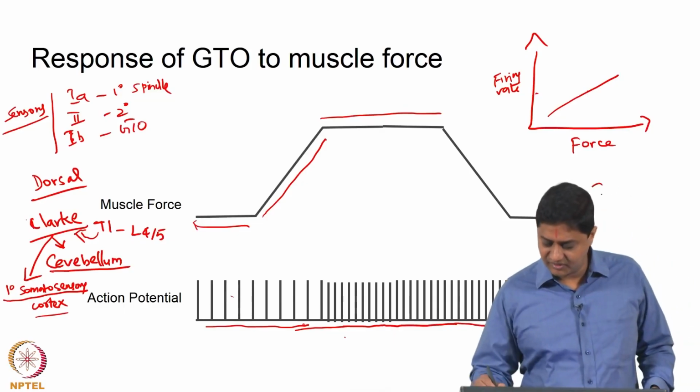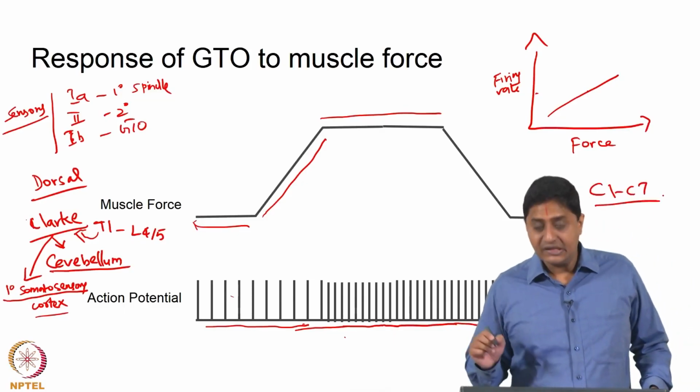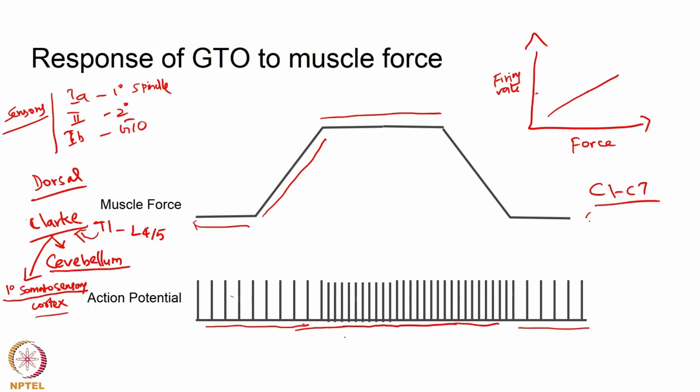So, the information comes from C1 to C7 to two specialized nuclei called the cuneate nucleus and the gracile nucleus. Then again this information goes from these two nuclei to the cerebellum and the primary somatosensory cortex. So, this information again can be perceived.